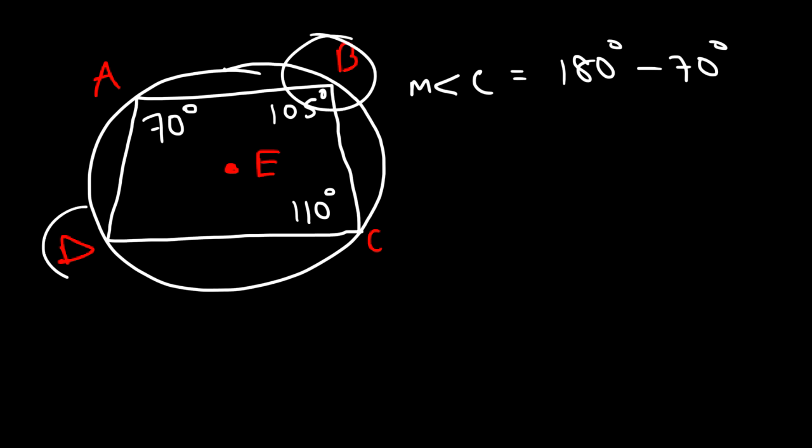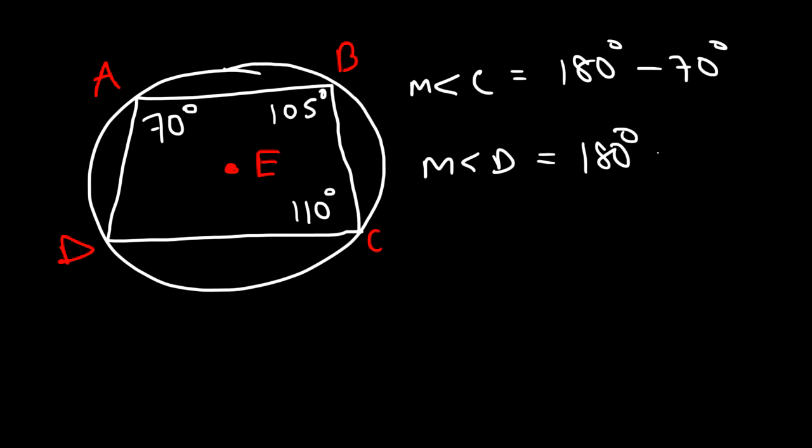Now, B and D are opposite angles, so they must add to 180. So the measure of angle D is going to be 180 minus 105. So 180 minus 100 is 80, and 80 minus 5, that's going to be 75. And so that's how you can calculate the opposite angles if you have a quadrilateral inscribed in a circle.